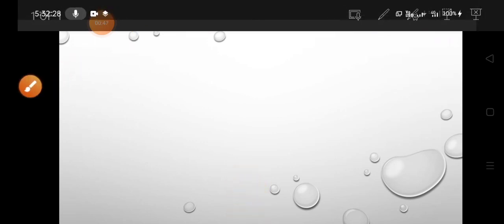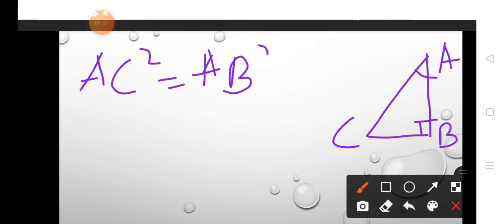Now to do this, you see here I'm taking a triangle ABC. This is 90 degrees, and this is a certain angle here. In triangle ABC, the right angle is at B. So by Pythagoras theorem, we know that AC square equals AB square plus BC square. Now dividing each term by AC square.